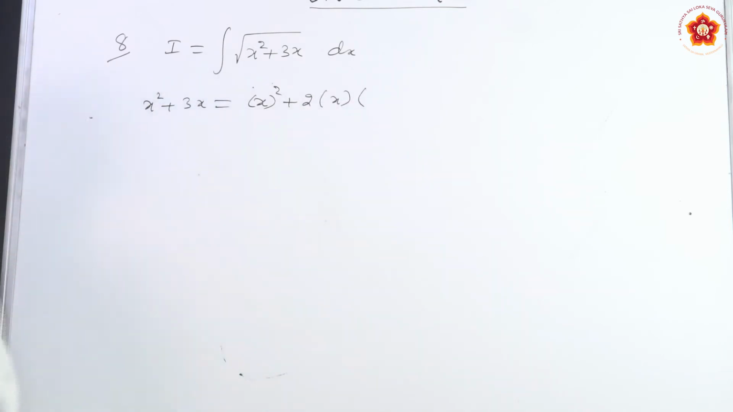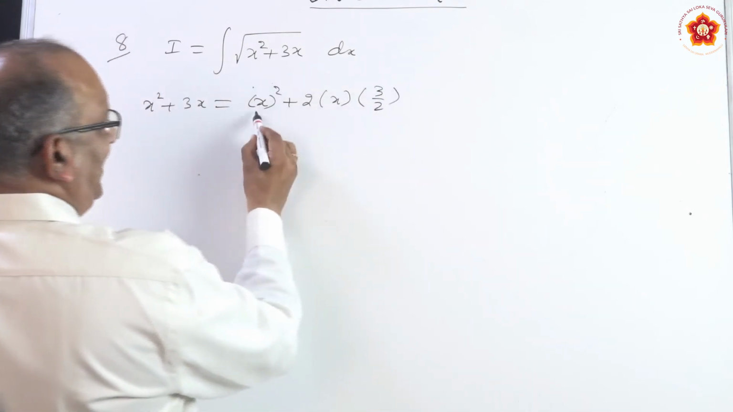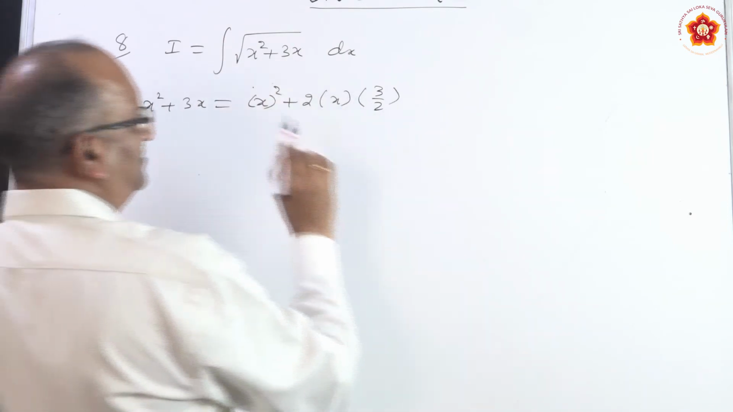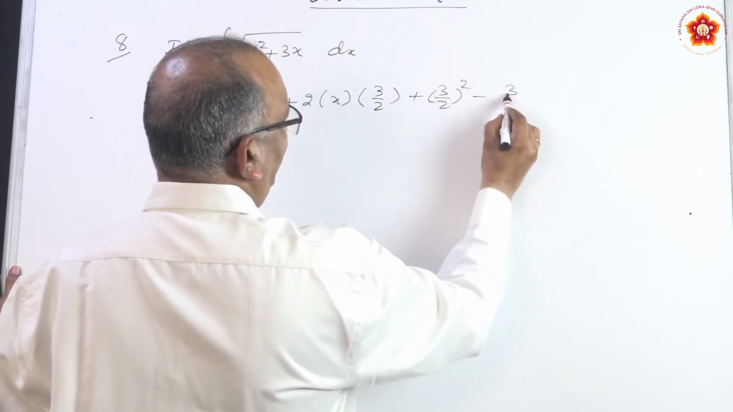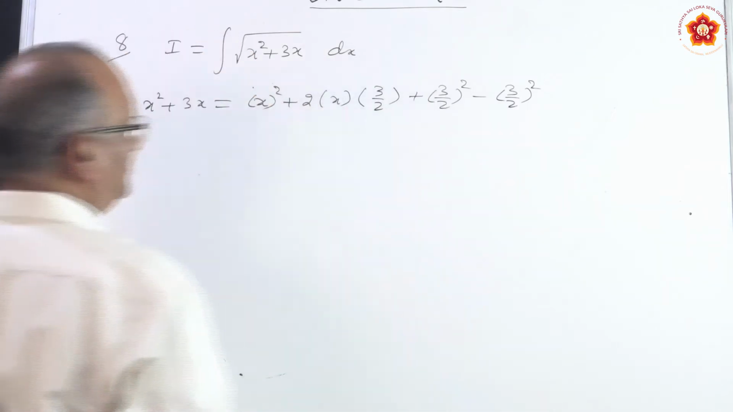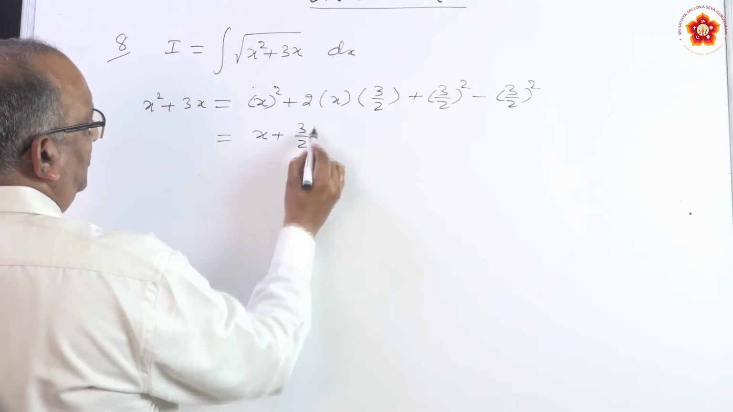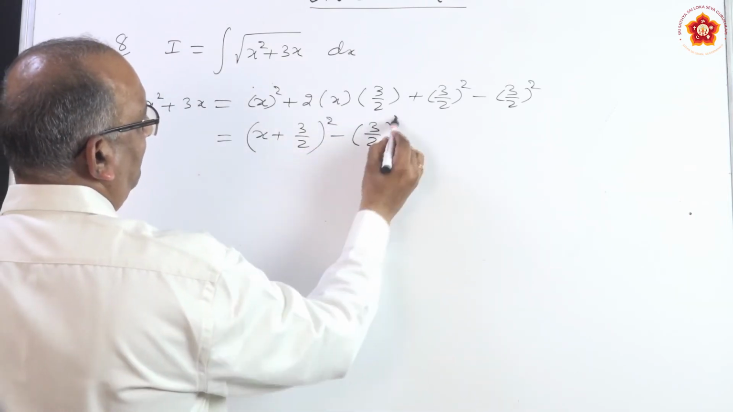What should we multiply so that it remains 3x? It is nothing but 3 by 2. So, it is like a square plus 2 into a into b. So, this suggests that b is 3 by 2. So, add 3 by 2 square, subtract 3 by 2 square, because you are adding, that is all. So, this can be written as x plus 3 by 2 whole square minus 3 by 2 square.